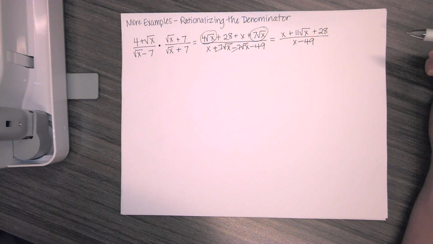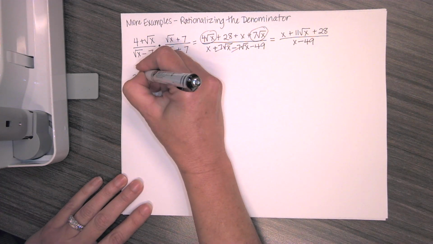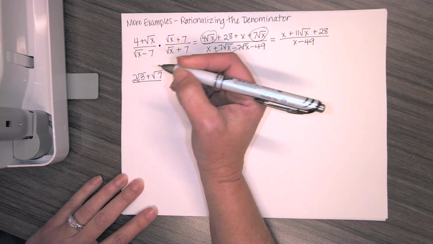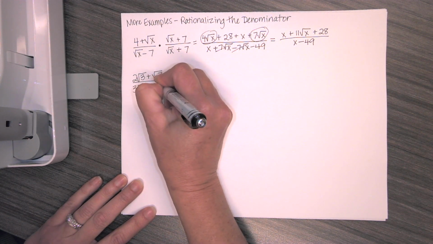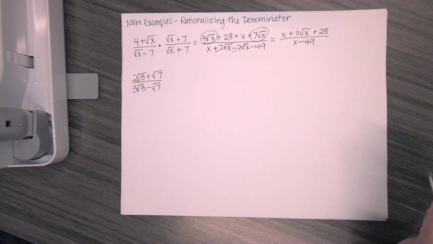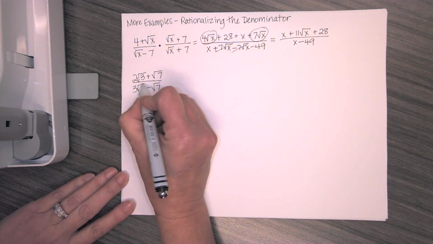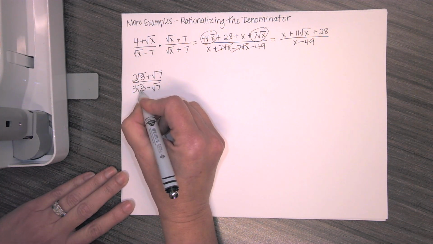So let's look at another one. We're just going to do just 2 or 3 in this video to get us through this. Let's see. How about 2 square roots of 3 plus the square root of 7 on top over 3 square roots of 3 minus the square root of 7. Okay, again, we're not concerned with the radicals in the numerator. We want to rationalize the denominator. We want to get rid of these radicals.